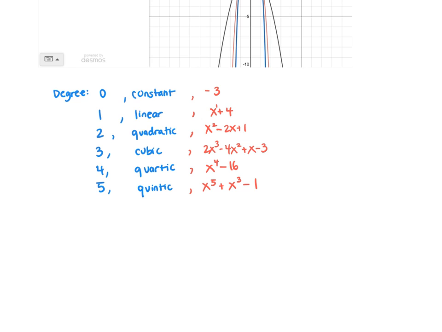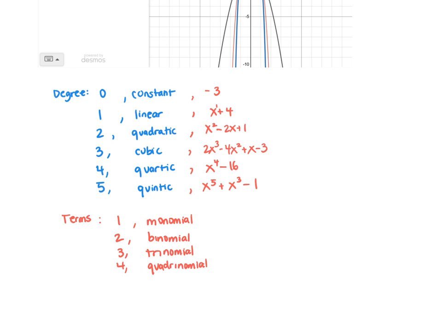You can also classify polynomials based on the number of terms they have. Okay, so based on the number of terms, if it has one term, we call it a monomial. If it has two terms, we call it binomial. If it has three terms, we call it a trinomial. 4 terms, it's a quadrinomial.